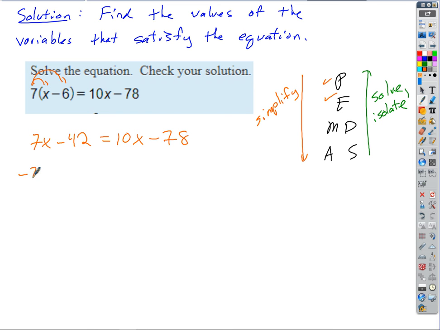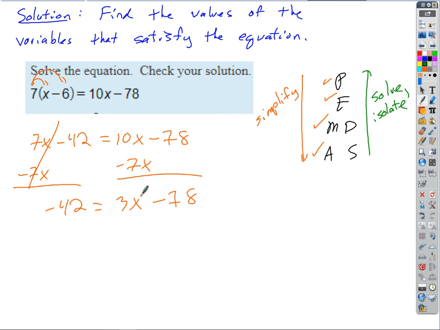So we'll subtract 7x. We can skip, well, we did the multiply step. Now we're down to the add subtract step. Subtract 7x from both sides. And those go away. Here I'm going to get what? 3x. Okay, now at last, look what we've got.